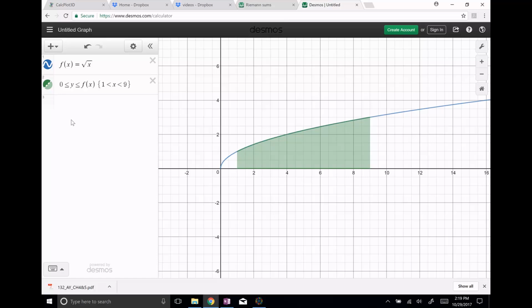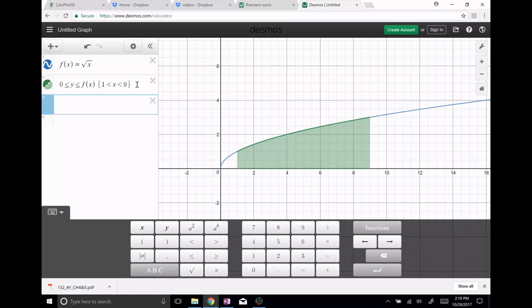So I did the shading from 0 up to our function when x ranges between 1 and 9. And there's a cool thing you can do here. If you do int, this will allow you to do the definite integral. I'm going to do from 1 to 9 of our f of x dx, and this is equal to 17.33333. So it'll calculate that out for us.